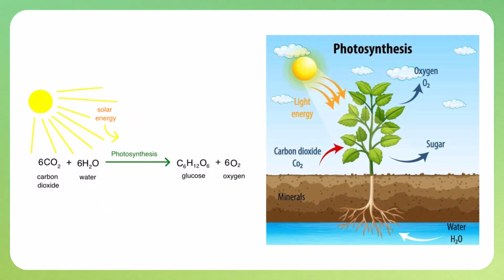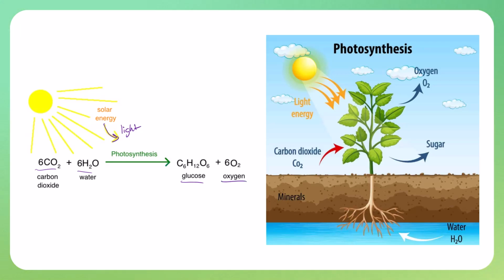So if we focus on photosynthesis a little more in depth, we know that we have 6 CO2, carbon dioxide, plus 6 H2O, water, yields in the presence of light energy. That light comes from solar or sun. Yields or produces glucose, C6H12O6, plus 6O2, which is oxygen.